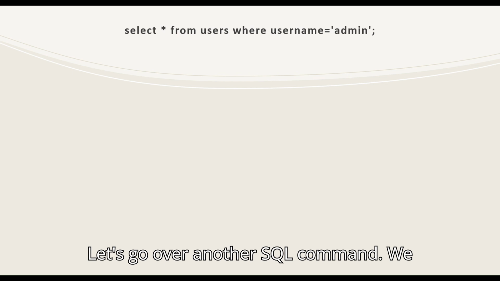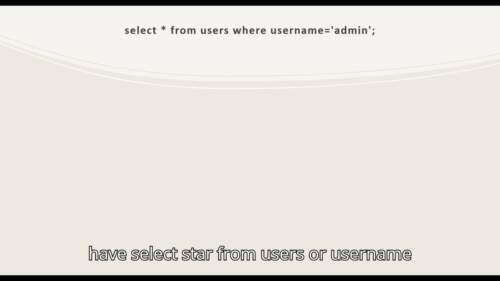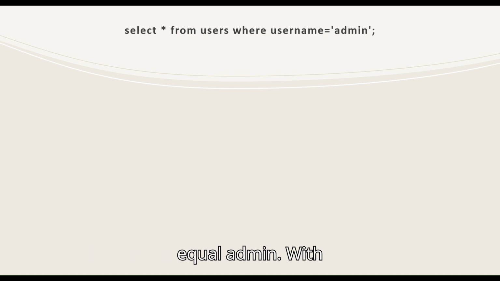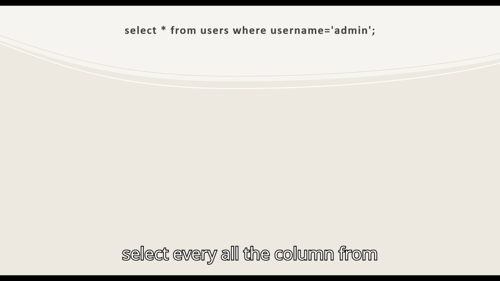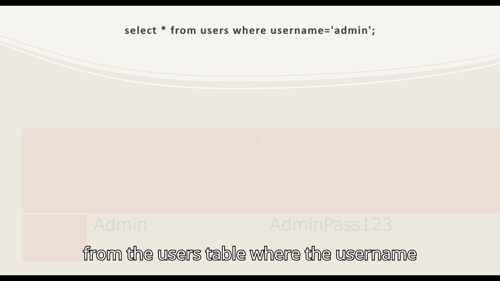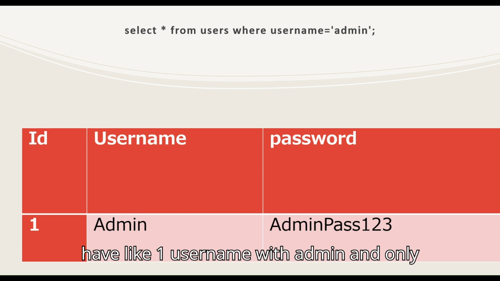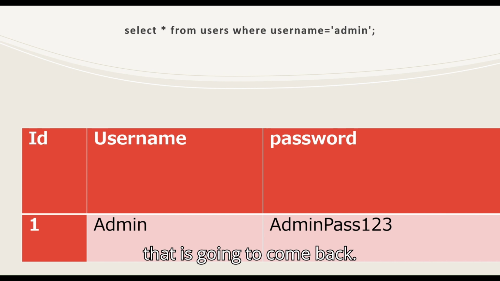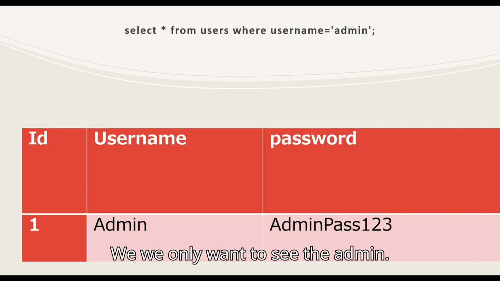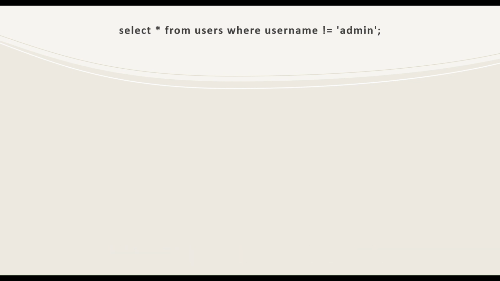Let's go over another SQL command. We have select star from users where username equal admin. With that query, we select all the columns from the users table where the username is equal to admin. In that case, we only have one username with admin, and only that is going to come back. We only want to see the admin.